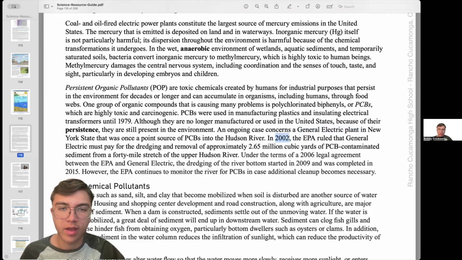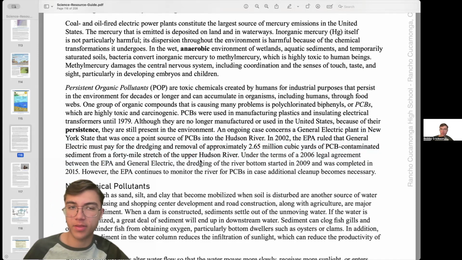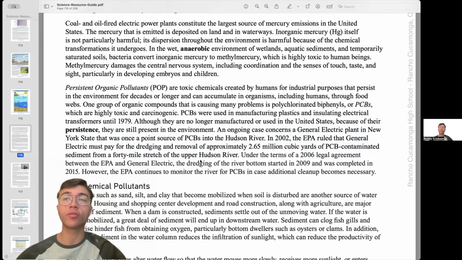In 2002, General Electric then had to pay, according to the EPA, for the dredging and removal of about 2.65 million cubic yards of PCB contaminated sediment along 40 miles of the Hudson River. So 2.65 million cubic yards of PCB contaminated. That's a whole lot that they contaminated. And it's over 40 miles of the Hudson River.